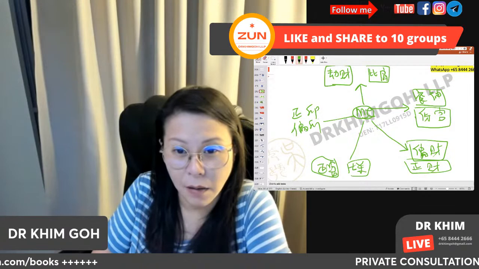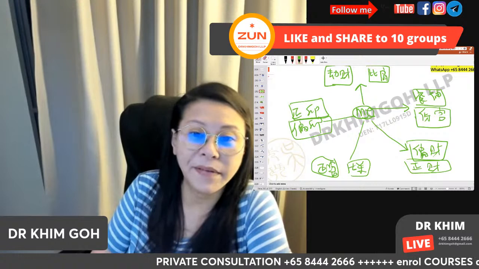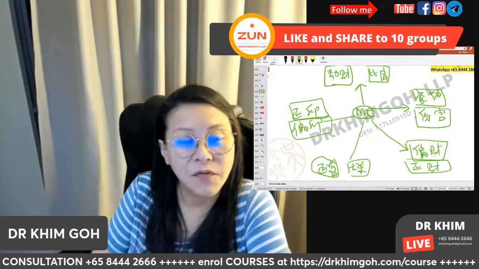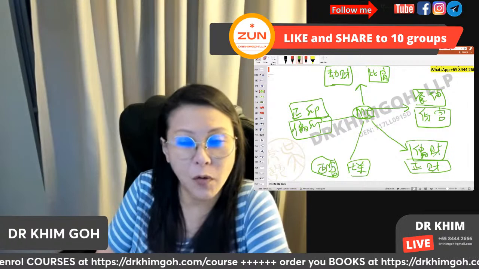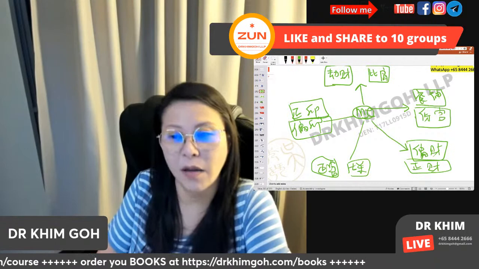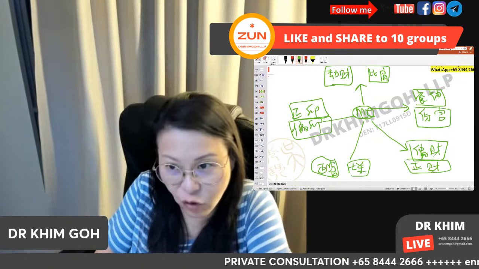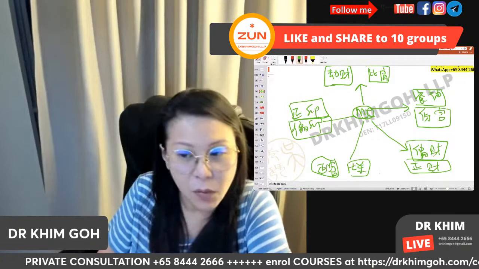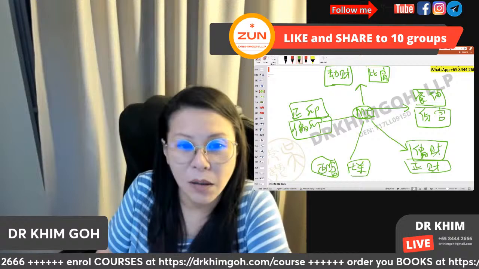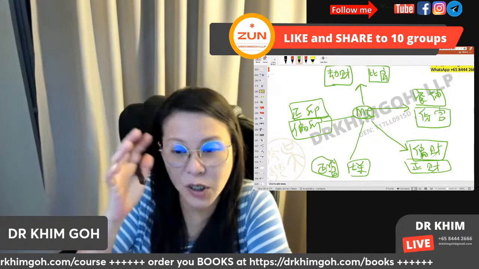One Jie Cai, one box. Oh, got three Jie Cai, then you draw three boxes. Five Jie Cai, you draw five boxes. No Bi Jian, you remove the box. Got one Si Shen, okay, one. Got three Sang Guan, you draw three. So from here, you should be able to see which one is in trouble, which one is too much already. Then you will have a very clear picture.